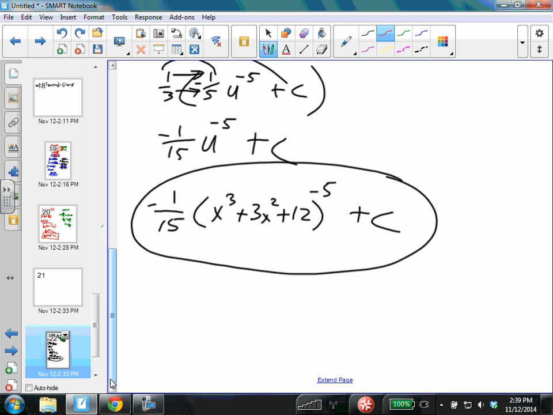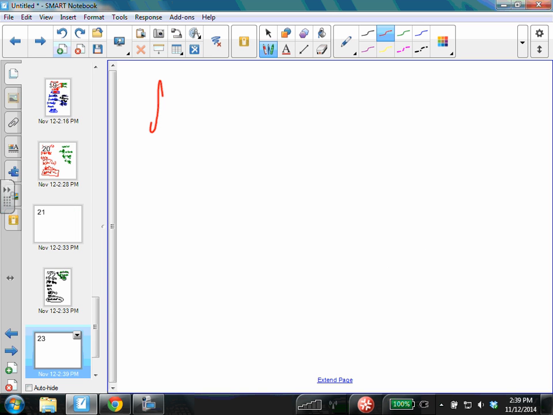All right, the next one is a fairly easy one. Sine of 7 theta plus 5. Okay, so we want the antiderivative of sine of 7 theta plus 5 d theta. Yeah, hopefully u is fairly easy to pick in this one. What's it going to be? Yeah, u is going to be 7 theta plus 5.